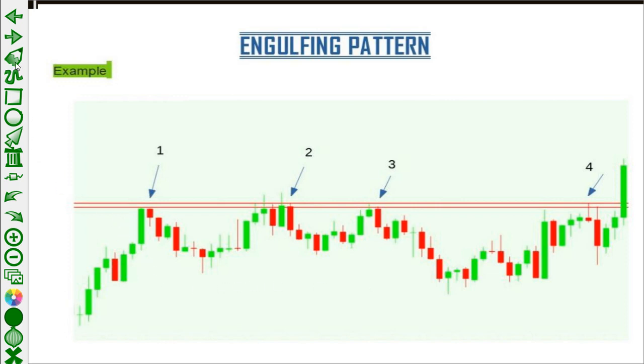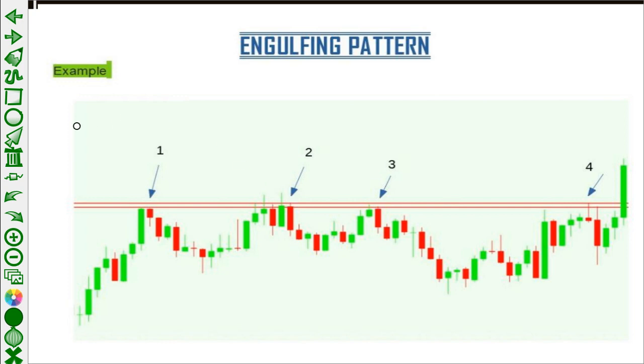I draw this first line with a reference to this candle, and I have drawn the second line with reference to this candle. I avoided this candle and I selected this candle's close of the wick.